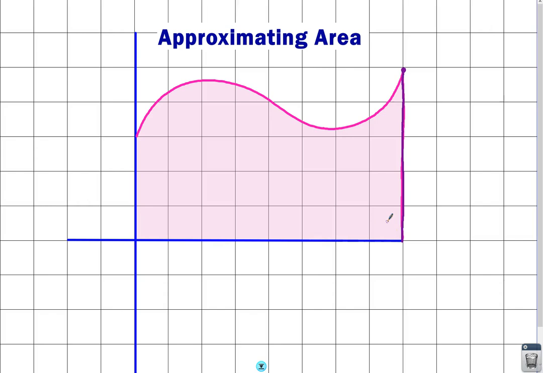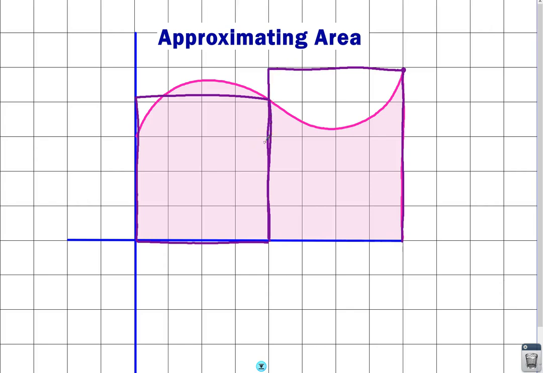1, 2, 3, 4, 5, 6, 7, 8. So let's go to 1, 2, 3, 4. And then since I used the right-hand side for the height over here, I'm going to use the right-hand side of this square too. So 1, 2, 3, 4. I'll make this rectangle here, and I've got my other rectangle over here.